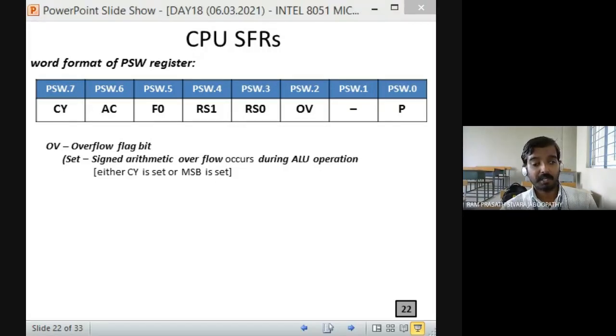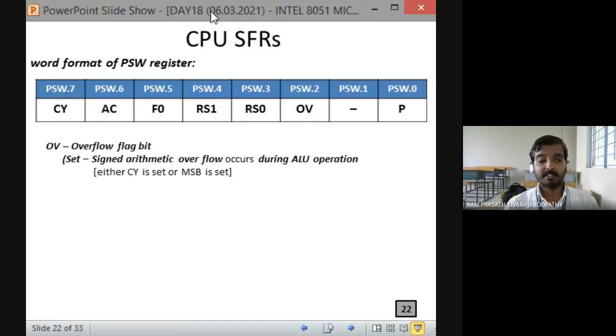So minus 128 to plus 127. If my value goes beyond that, that means when I am adding 2 positive numbers, the result can come out negative. That refers to positive overflow. Similarly, when I am adding 2 negative numbers, I might get a positive number, that we call negative overflow. We call it negative or positive overflow.